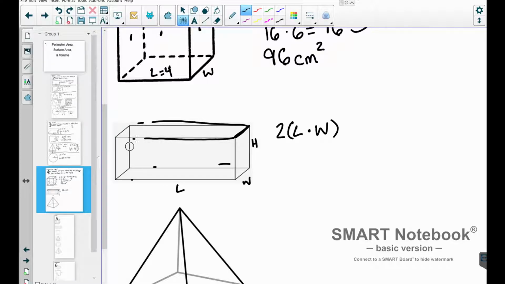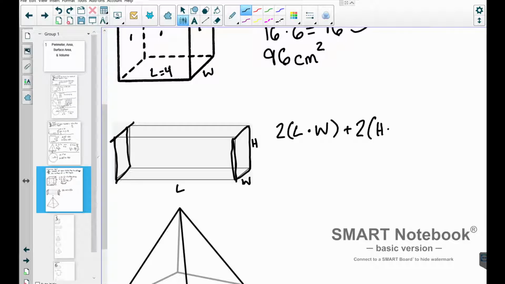So let's look at the other bases. What about this base here? There's one here, there's one here of equal measurement. And that you would get by width times height, because they both correspond to this same base. So we'll go ahead and add that. So 2, because there's two of them, times our height times our width.